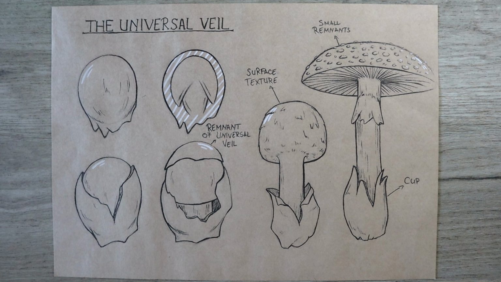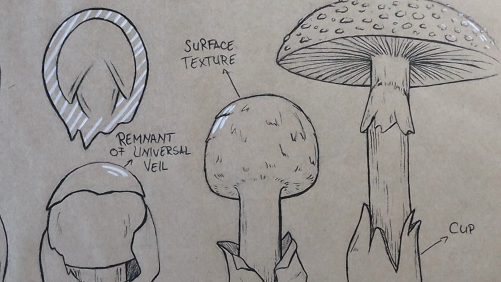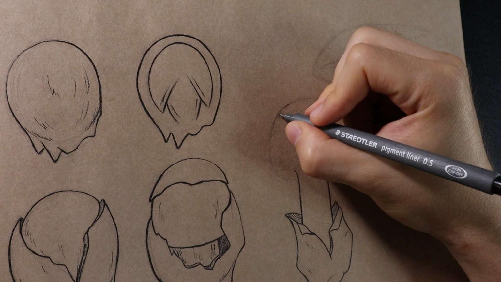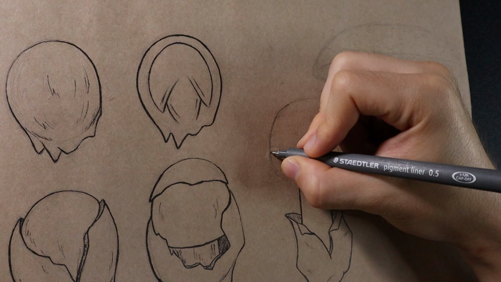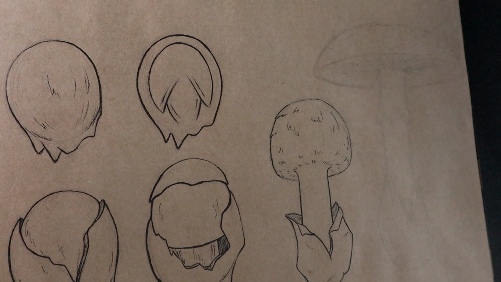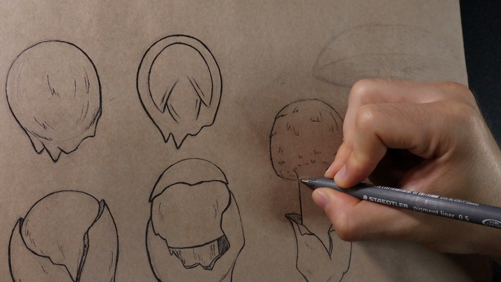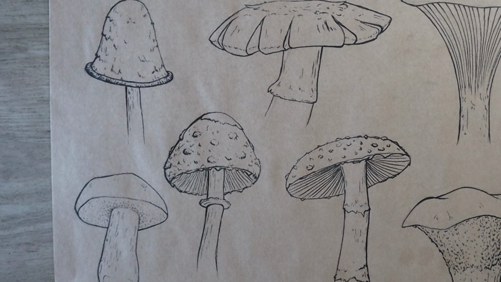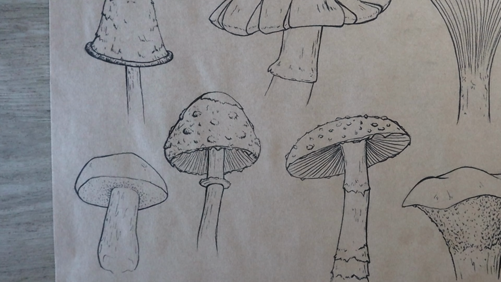An important point here is that what might seem like remnants of a universal veil can in fact be just the surface texture of that mushroom. The difference between them is that volval patches are separate elements and can be removed from the cap by rain or friction, whereas the surface texture is simply part of the actual mushroom skin. The stem of the mushroom, also called stipe, serves as its main support structure and depending on the species can vary in thickness, surface texture, and shape.